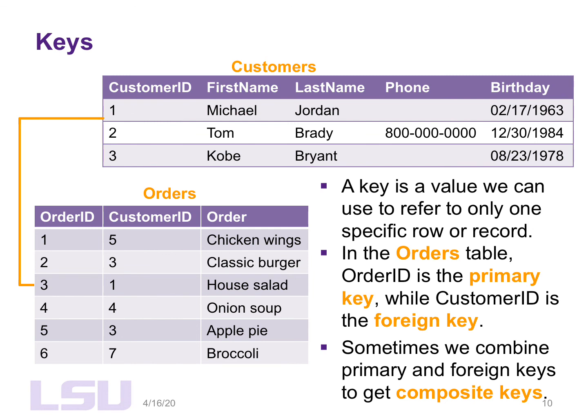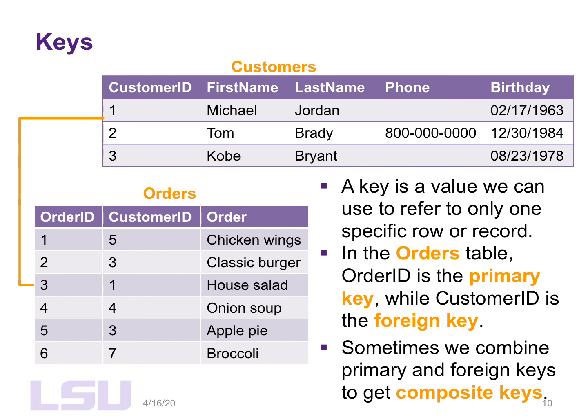So now, formal definition of the keys. A key is a value we can use to refer to only one specific row or record. So it's unique. The key is your unique identifier. Here, 1, 2, 3, and on increases monotonically. Same deal for order ID. This is the key in the orders table. This is the key in the customers table, right? And like I said, customer ID is the primary key in the customers table. But in the orders table, it is a secondary key. And in the orders table, it could be repeated.